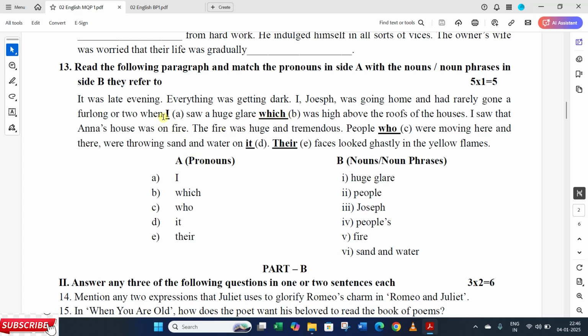So you will find here I, which, it, there, for. These are the pronouns which have been underlined so that we can establish their connection with the noun phrase that they refer to. So in column A you will find all the pronouns. In column B you will find either nouns or noun phrases. So you have to read the paragraph thoroughly, and you have to establish the connection that the pronoun carries with the word that has come earlier. So this is for 5 marks.